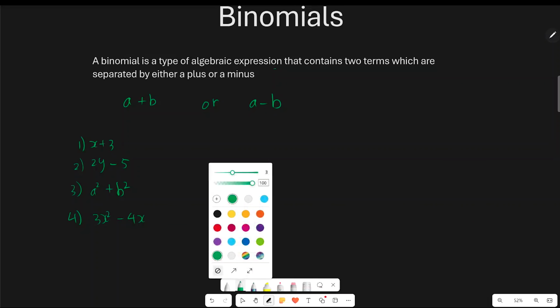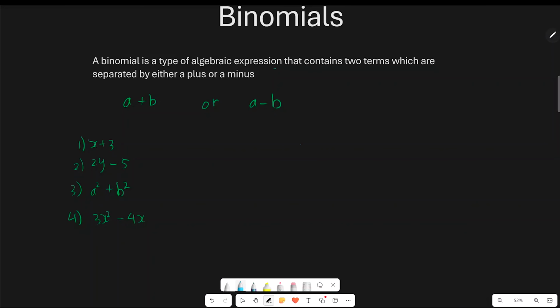Now what makes these binomials? Well, they each contain two terms. I'll highlight it over here. x and 3, 2y and 5, a squared and b squared, and 3x squared and 4x. And they are separated by either a plus or a minus. Here, and here.